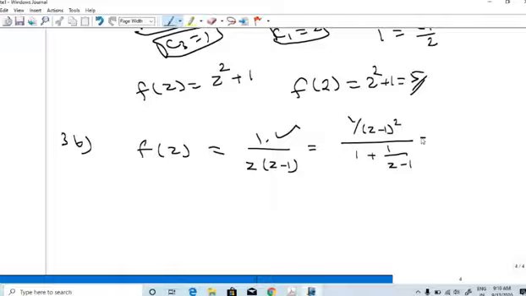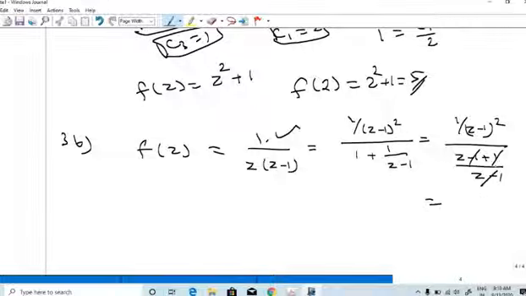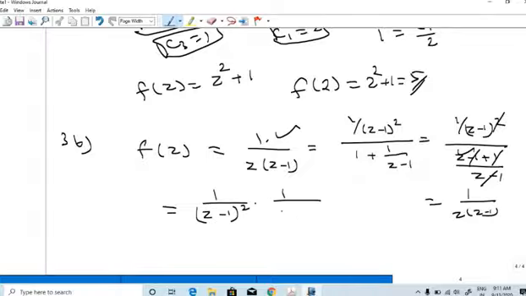Keep the numerator. If you simplify the denominator, you get (z-1+1)/(z-1). Now this 1 cancels, and the z-1 and z-1 cancel. Therefore we get 1/(z(z-1)), which is the same as the given function. Therefore the given function can be written as 1/(z-1)^2 into 1/(1 + 1/(z-1)).